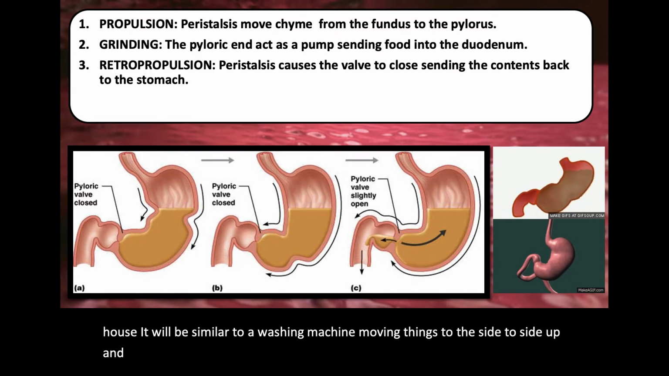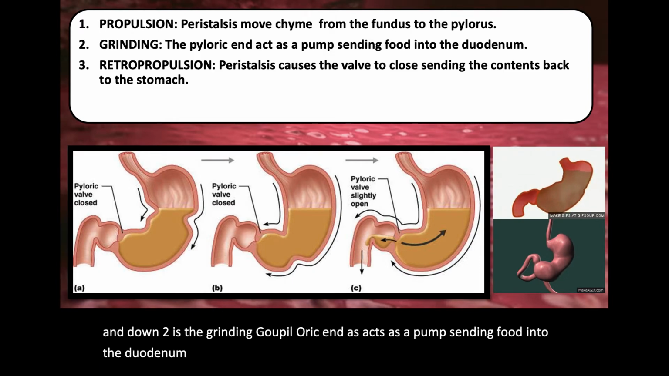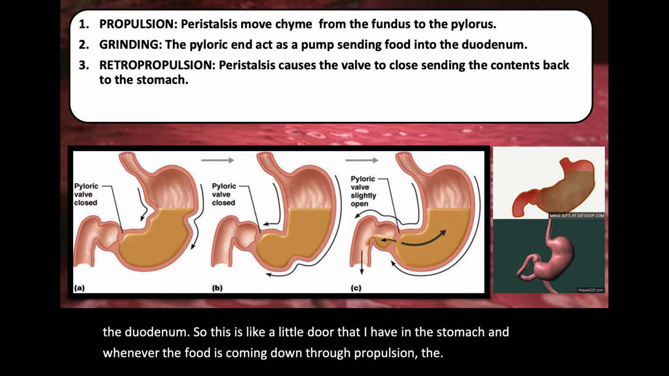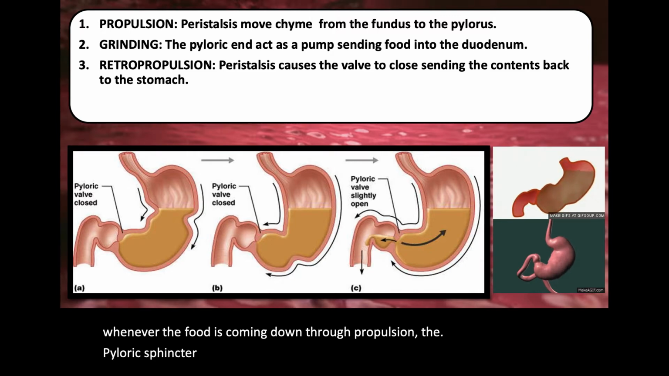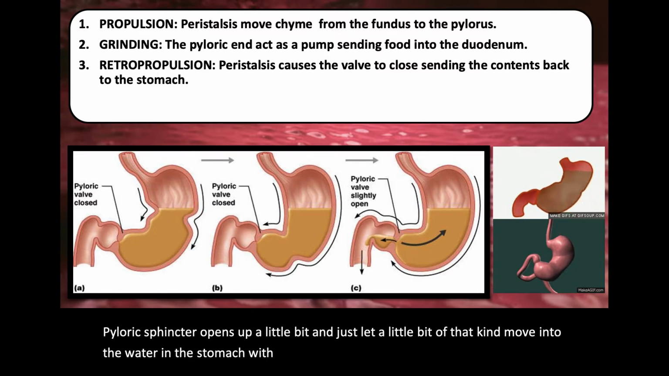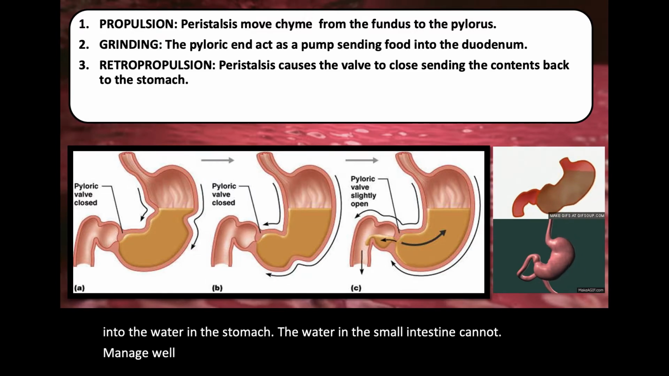Number two is the grinding. The pyloric end acts as a pump, sending food into the duodenum. This is like a little door in the stomach, and whenever the food comes down through propulsion, the pyloric sphincter opens up a little bit and lets a little bit of that chyme move into the duodenum. The small intestine cannot manage large amounts of chyme at the same time, so the stomach and those sphincters control that movement.